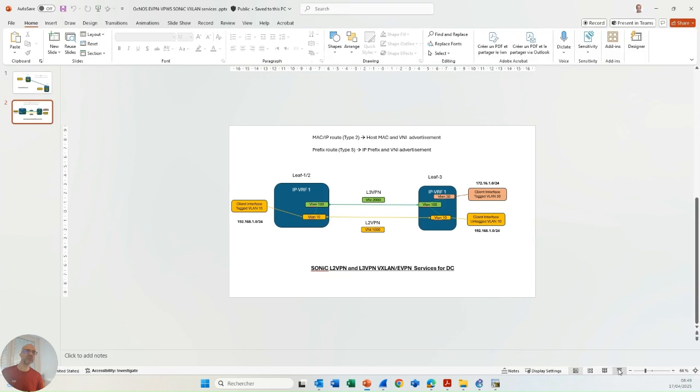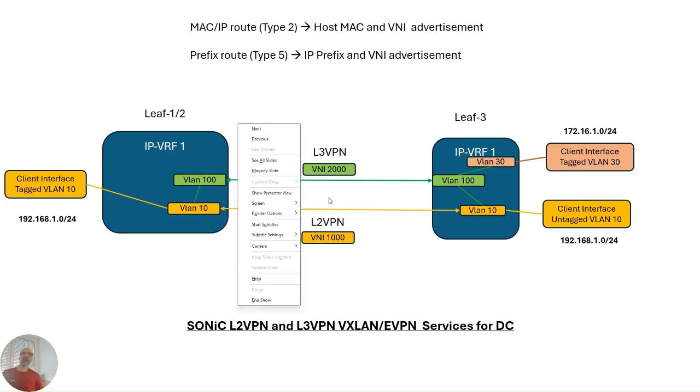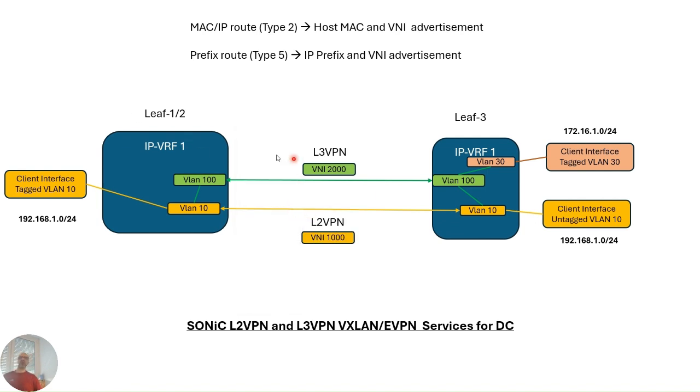Here again, you see on the left, you have leaf 1 and 2, and on the right, you have leaf 3. And the idea is to enable communication between a host residing within the VLAN 10 subnet and a host residing within another VLAN 30 subnet on the right here.